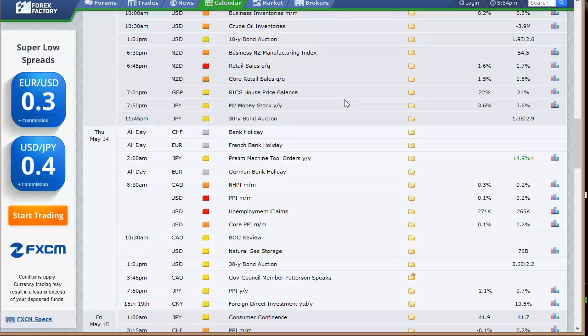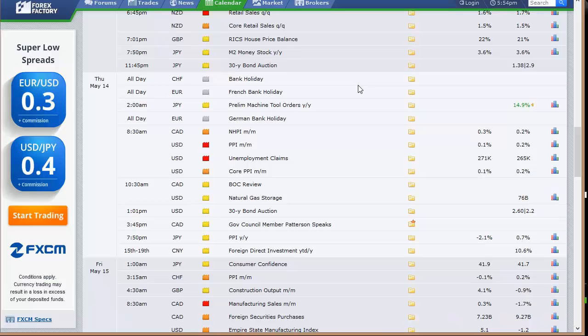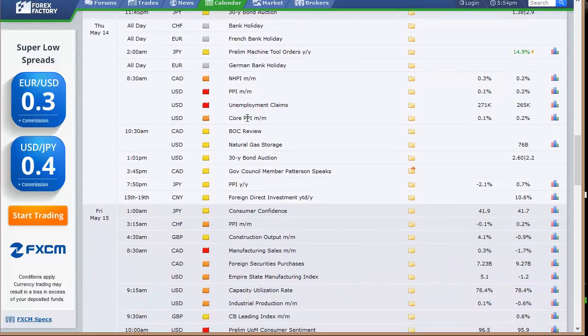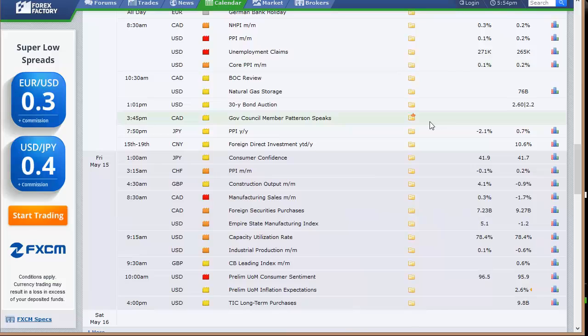New Zealand has business manufacturing index, retail sales, Japan's money stock, and 30-year bond auction. Switzerland and France go on bank holiday, as does Germany for Thursday. So that's going to make for some awkward trading probably. Unemployment claims, that's the weekly number here in the U.S. We do have our PPI here in the U.S. Bank of Canada's review. Natty Gas, that's the weekly number here in the U.S. 30-year bond auction in the U.S. PPI out of Japan that night, going into Friday. Consumer confidence out of Japan. PPI out of Switzerland. Construction output out of the UK.